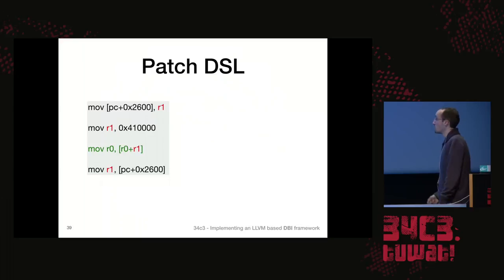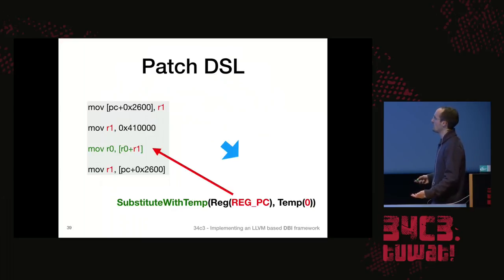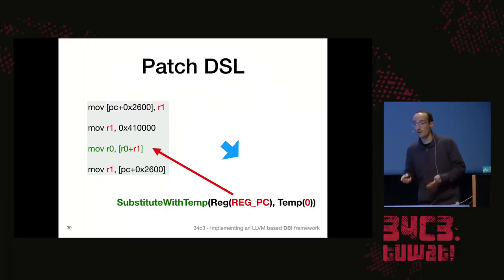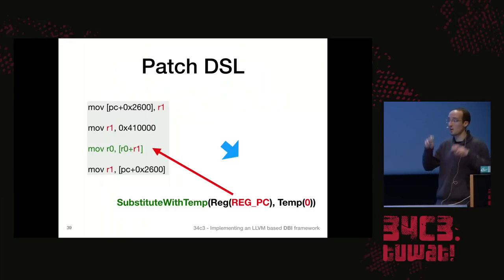And to do this modification, what we are doing here is basically replacing a register in an original instruction. So we are doing a substitution with a temporary register on the original register, which is PC, by using a reference here to a temporary one. So you can see it's kind of a language with keywords and variables and things like this.